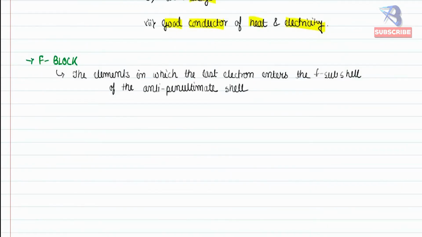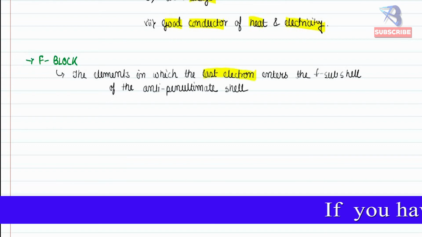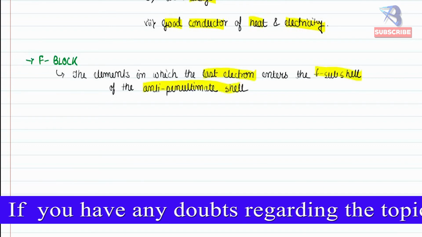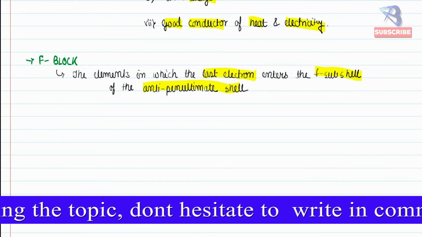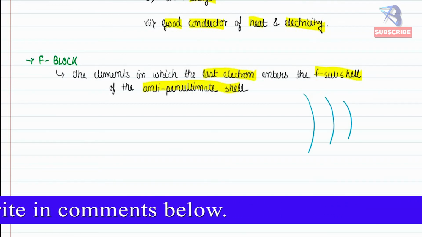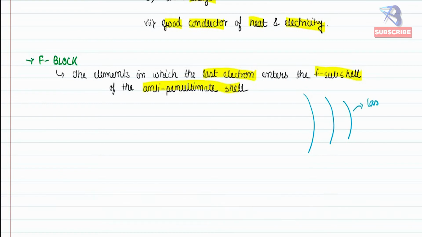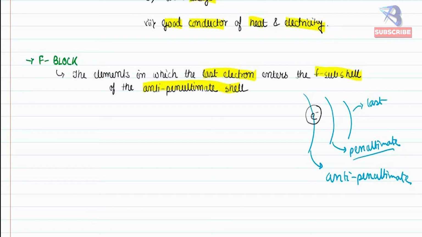Let's look at the F block elements now. The F block elements are the elements in which the last electron enters the F subshell of the anti-penultimate shell. What do we mean by anti-penultimate shell? Let's take this 3 to be the shell. This is the last shell. This is known as the penultimate, which we came across in the D block, and this is known as the anti-penultimate. So the elements in which the electron enters the F subshell of the anti-penultimate shell are known as the F block elements.